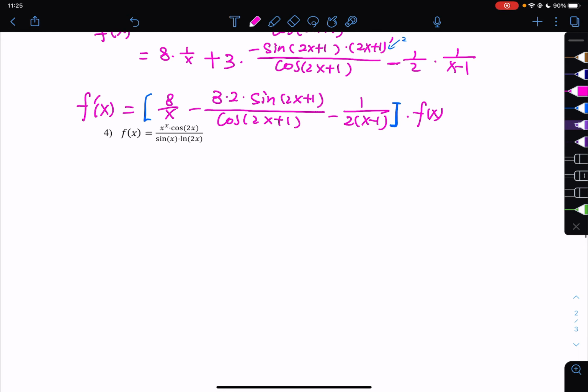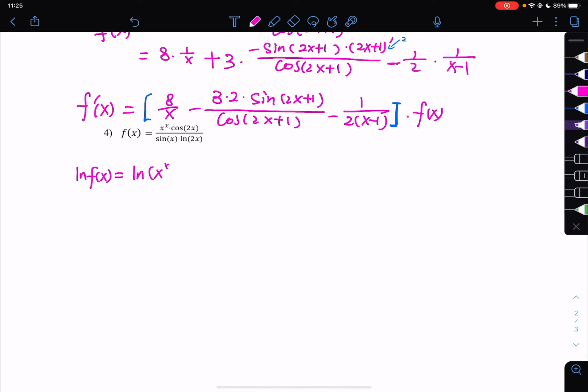I have the same argument for the following problem. It seems like the quotient rule is going to work, but when you use the quotient rule and try to find the root of that term, it's not going to work out because it's a power tower. So actually for this one, you still need to use logarithmic differentiation.